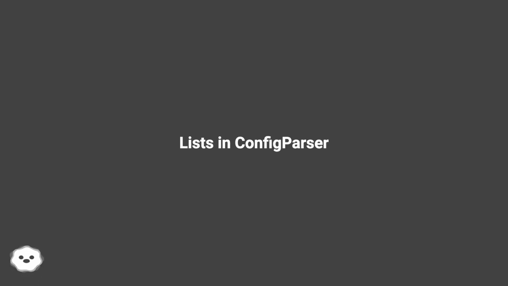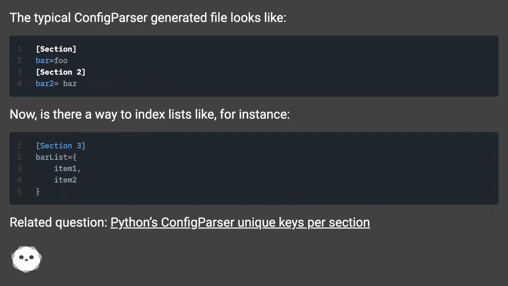Lists in Configparser. The typical Configparser generated file looks like this. Now, is there a way to index lists like, for instance? Related question: Python's Configparser unique keys per section.